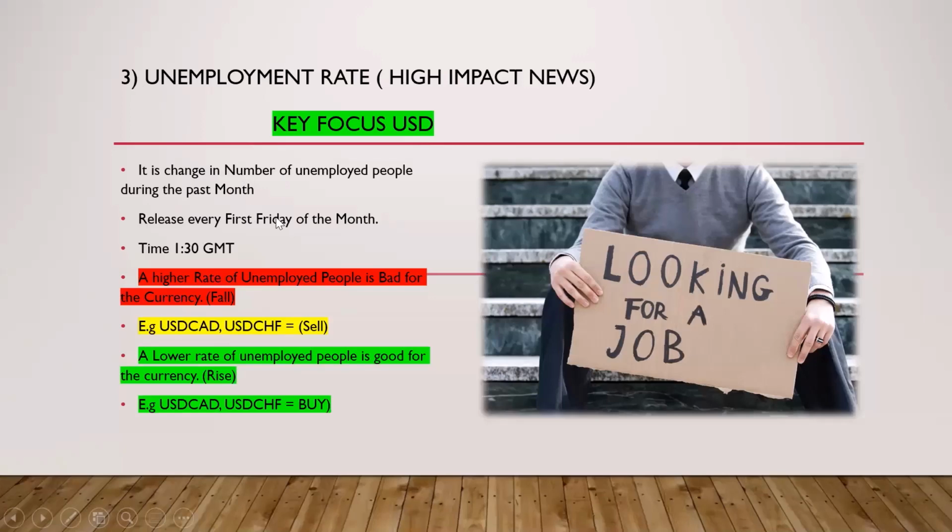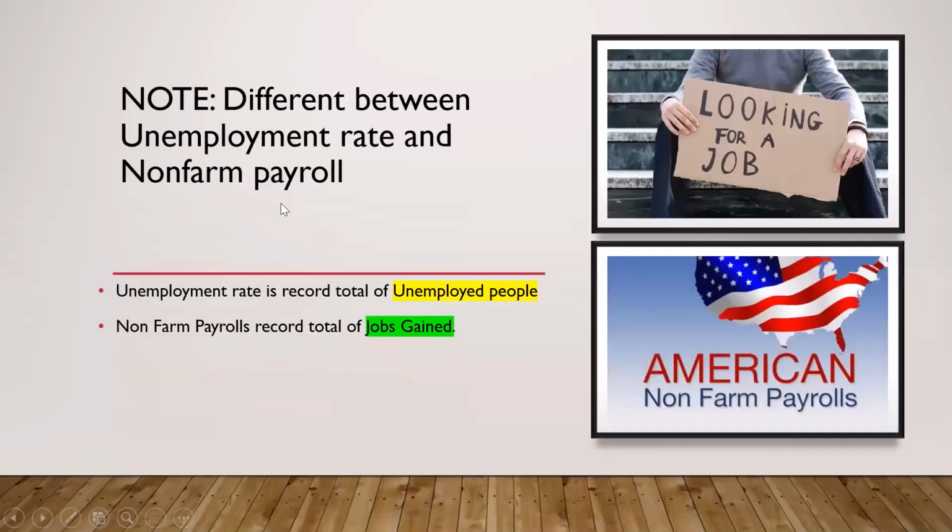There's another factor here I need to make clear for you: the difference between the unemployment rate and the non-farm payroll. Someone may ask, what is the difference? Because they are being released at the same time and on the same day. Now, the unemployment rate records the total number of unemployed people, while non-farm payroll records the total number of jobs gained. So one talks about people, the other talks about the number of jobs.